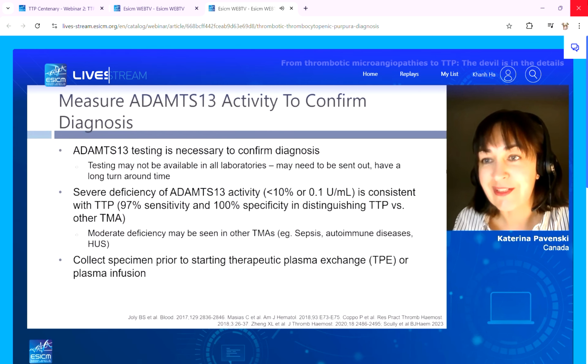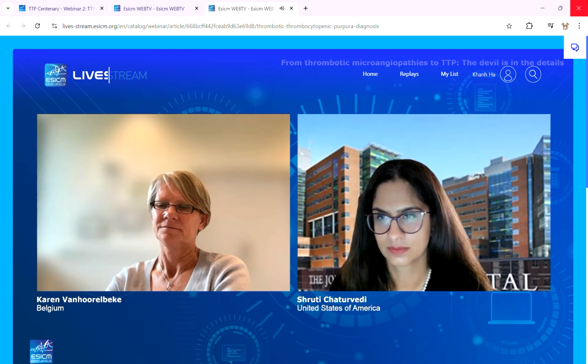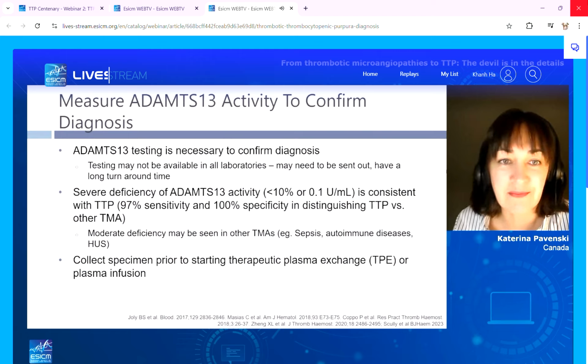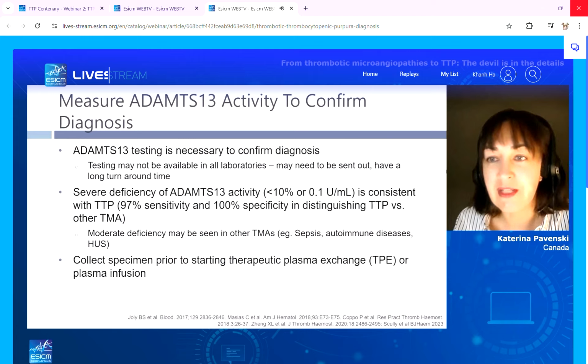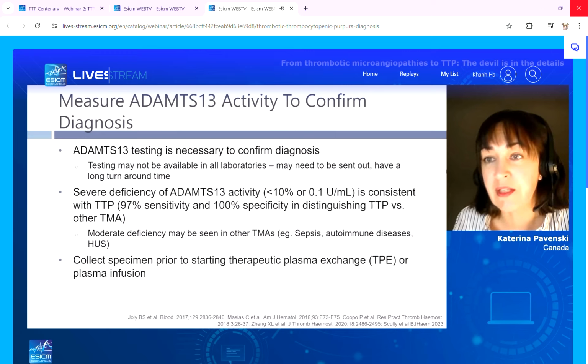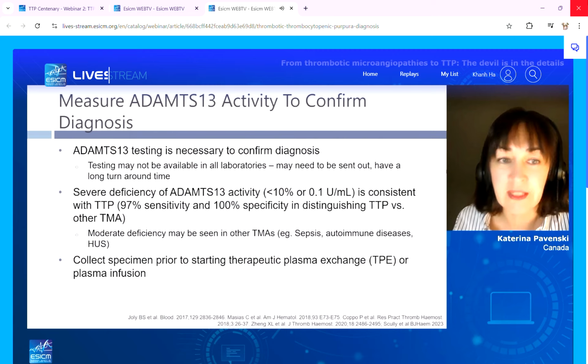It is really important to try to obtain ADAMTS13 activity to confirm diagnosis. This is important so you can move on with specific TTP treatments, as well as to rule out TTP and move on with supportive as well as specific treatments for the host of other conditions that I have presented. Severe deficiency of ADAMTS13, less than 10%, has very high sensitivity and specificity. It is important to point out that some other conditions, including sepsis and even complement-mediated HUS, where you can witness moderate deficiency. It is important to collect your specimen prior to giving any plasma to the patient.